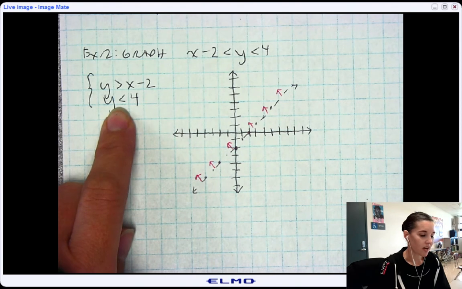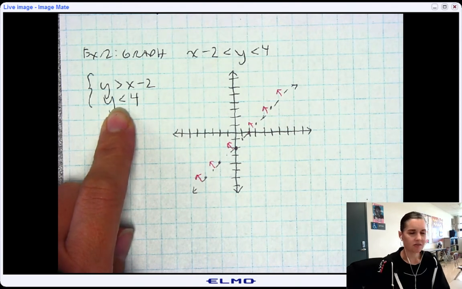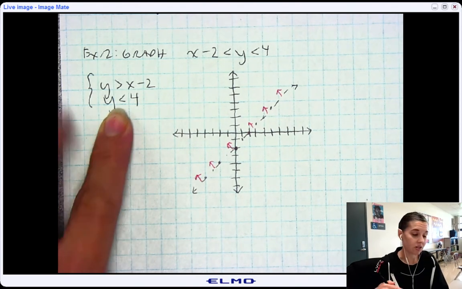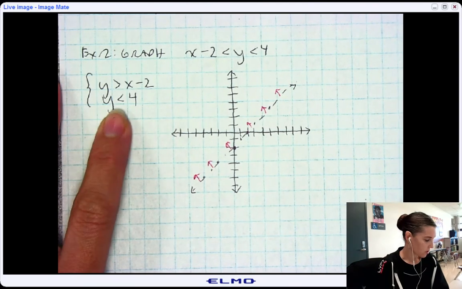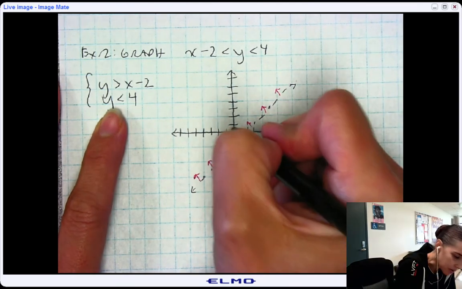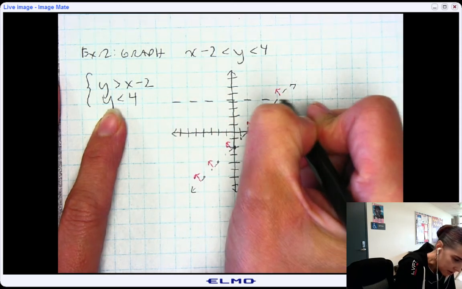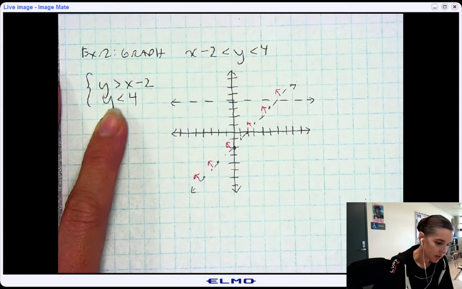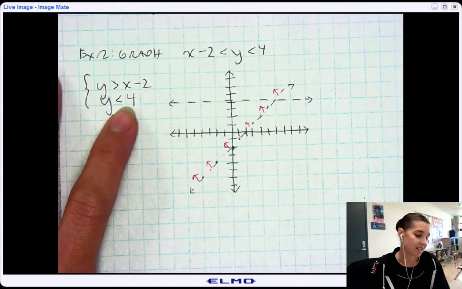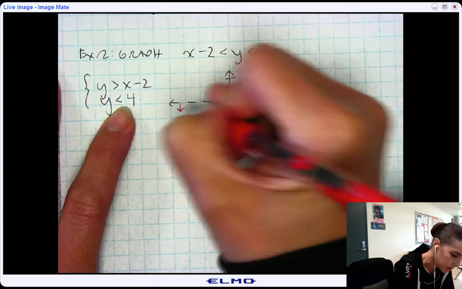Now, this one says y is less than 4. Since I don't see an x value, that means we have a horizontal line at 4. So I'm going to go up to 4. Because it's not equal to, it's dashed. So I'm going to come up to 4 and do a dashed horizontal line. Okay, now it says y is less than that 4, so I'm going to shade below that line.